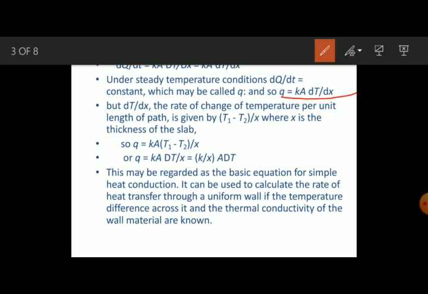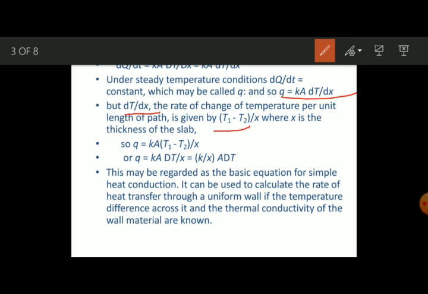Okay, but dT by dx is the rate of change. Yes, what is dT by dx? So dT by dx is nothing but the temperature gradient, that is the change in temperature with respect to the length. Now where the change occurs, we have the two phases. At one phase the temperature is T1, at the other phase the temperature is T2. So how to calculate the difference? Subtract both. So T1 minus T2 is our difference, divided by x. X is the thickness of the slab.